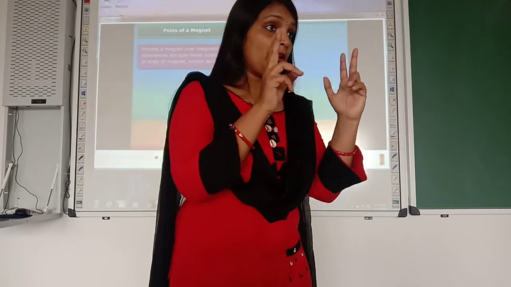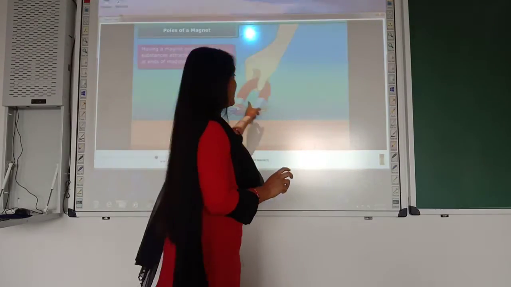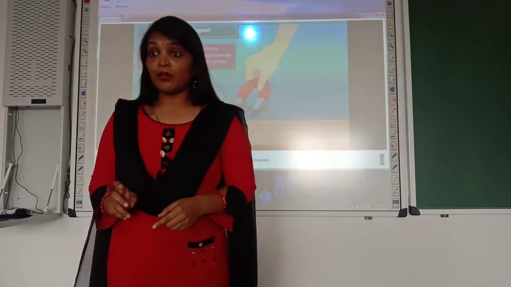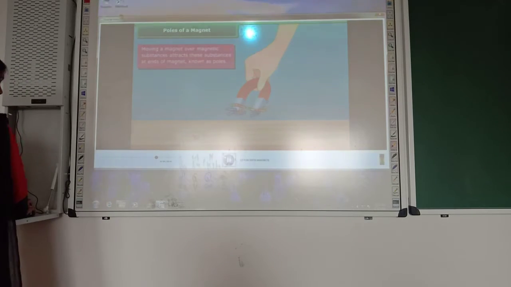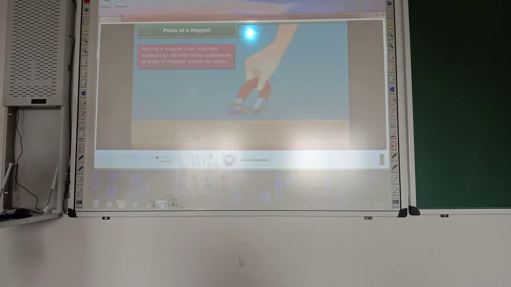The ends of the magnet, what do we call them? We call them north and south pole. Let's see the magnet only. These are generally the two ends of the magnet. These ends are called poles of the magnet.